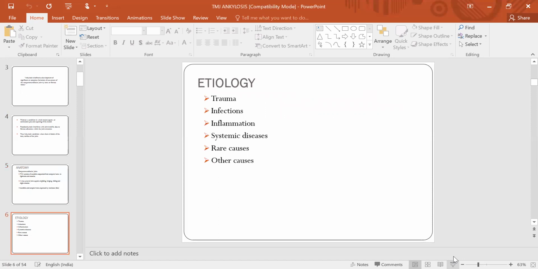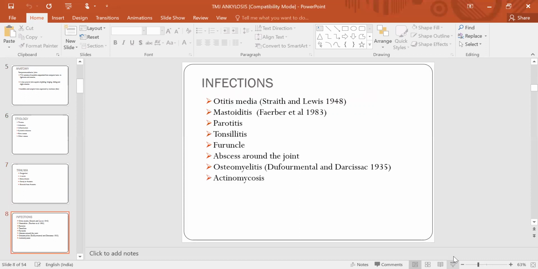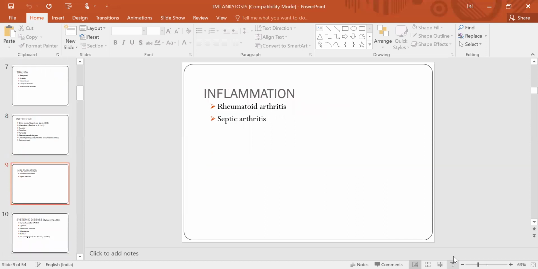So the etiology of ankylosis is trauma, infection, inflammation, systemic diseases, rare causes, and others. In trauma, congenital birth, hemarthrosis, and condylar fracture or glenoid fossa fracture can lead to temporomandibular joint ankylosis. Infections like otitis media, mastoiditis, parotitis, tonsillitis, furuncles, abscess around the joints, osteomyelitis, and actinomycosis may also lead to temporomandibular joint ankylosis.